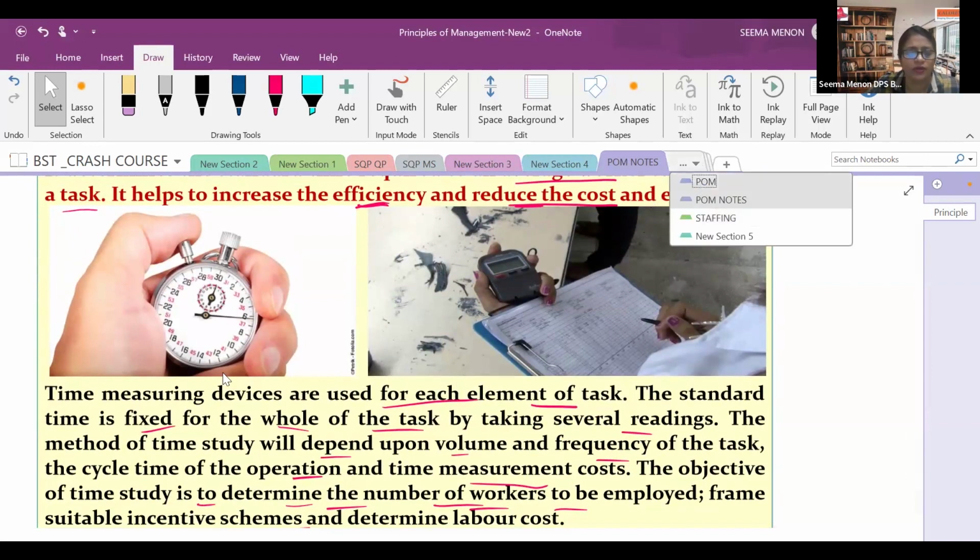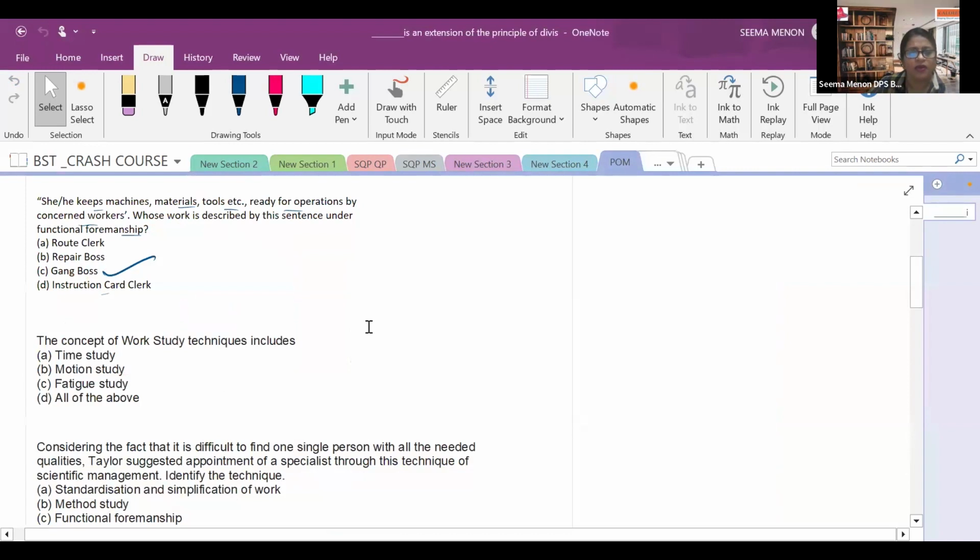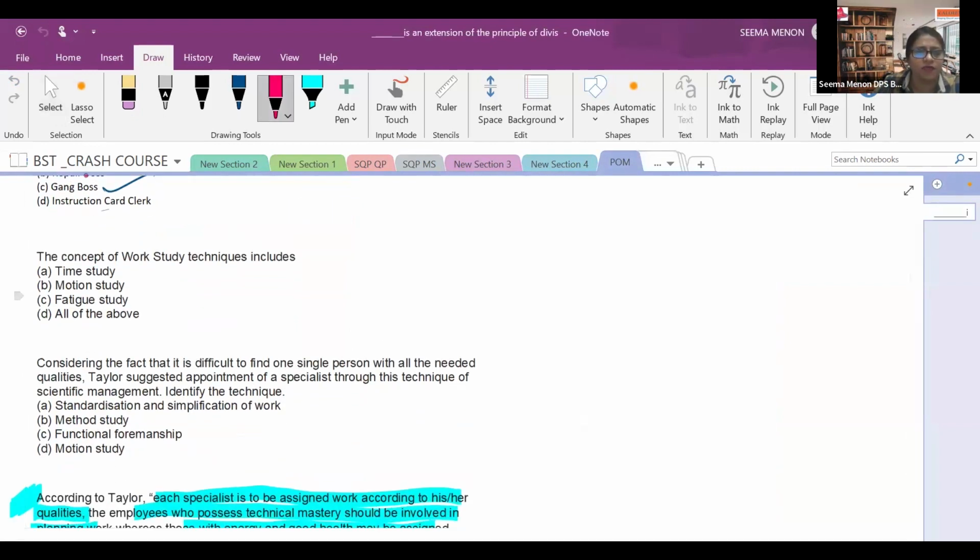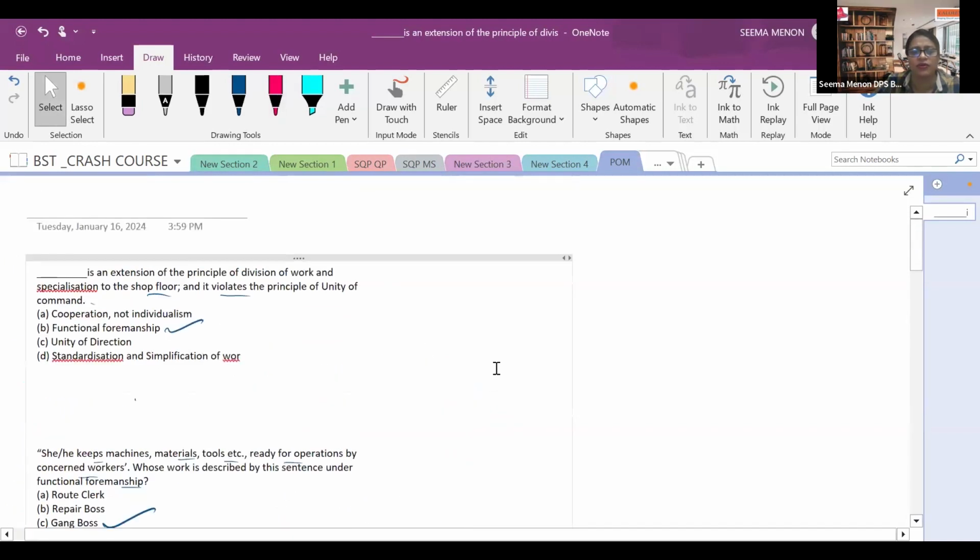Now let's go to a topic. Here you can see the concept of work study, you can see the screen, I hope so. The concept of work study requires what? It includes time study, motion study, fatigue study, all of the above. What will be the answer? The work study includes, just now I had shown you the diagram.